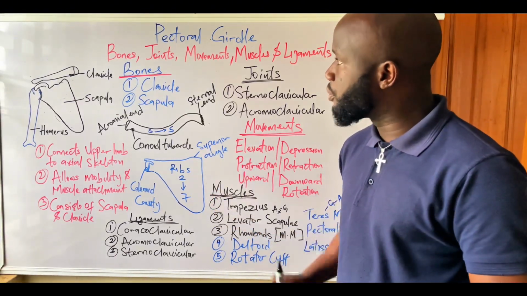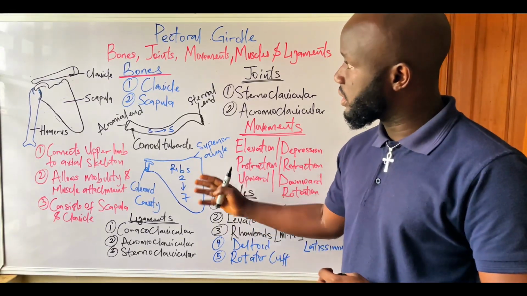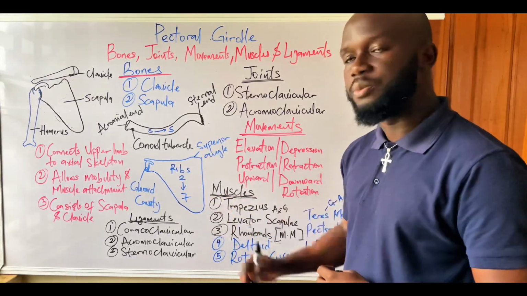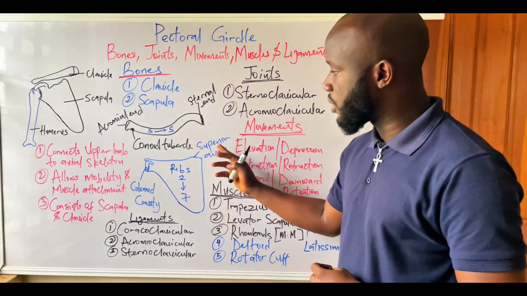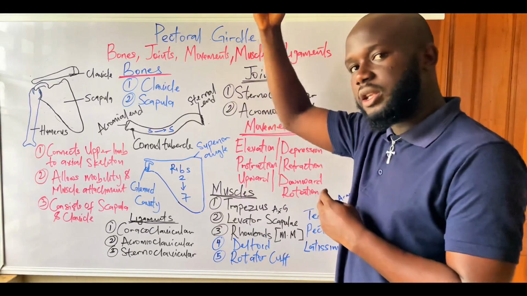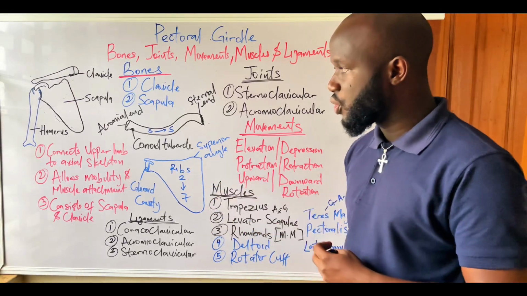So the next bone involved in the formation of the pectoral girdle is the scapula, and the scapula is a triangular shaped bone that has a superior angle. Superior angle, for our class, means closer to the head. Then we have the inferior angle, and it covers rib 2 to 7.